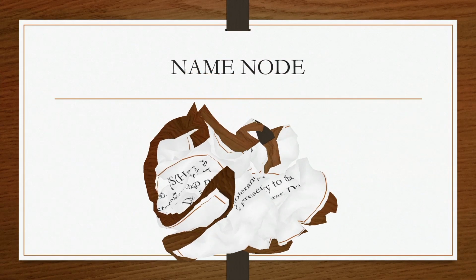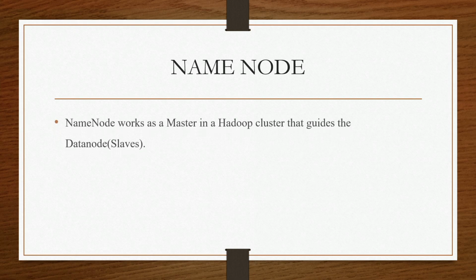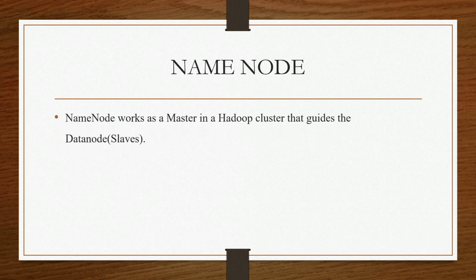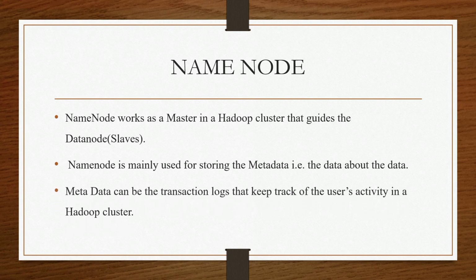Name node. The name node works as the master in the Hadoop cluster that guides the data nodes. The name node is only used for storing the metadata, that is, the data about the data. The metadata can be a transaction log that keeps track of the user's activity in a Hadoop cluster.